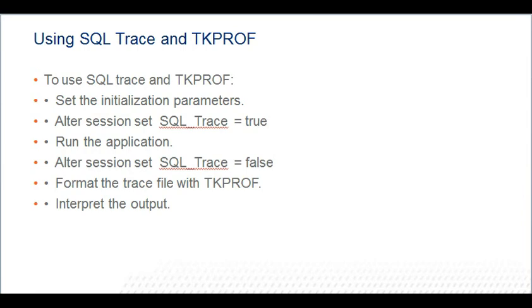Timed statistics default is false if statistics level is set to basic. Next is user_dump_dest. This must fully specify the destination for the trace file according to the conventions of the operating system. The default value is the default destination for system dumps on the operating system.